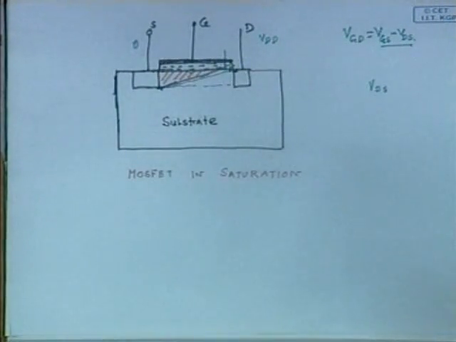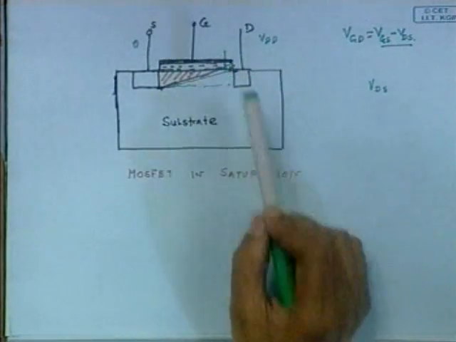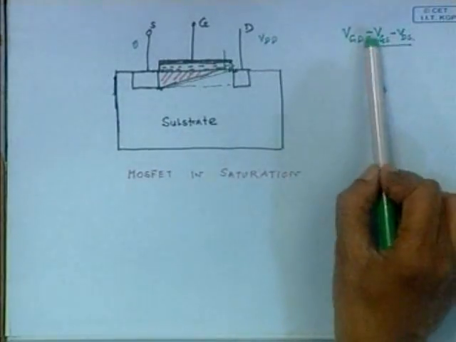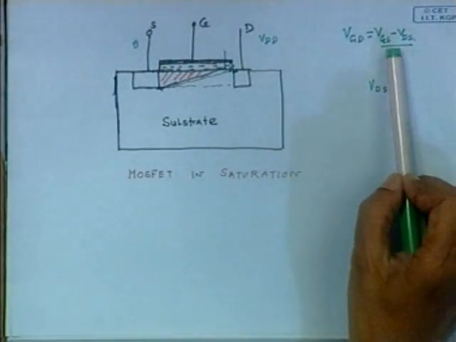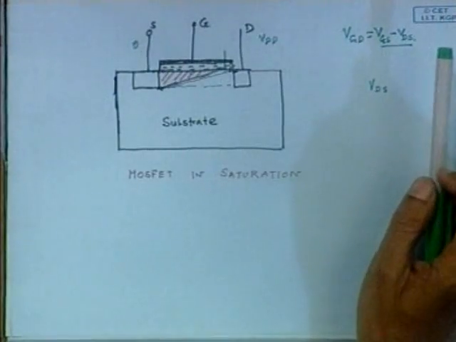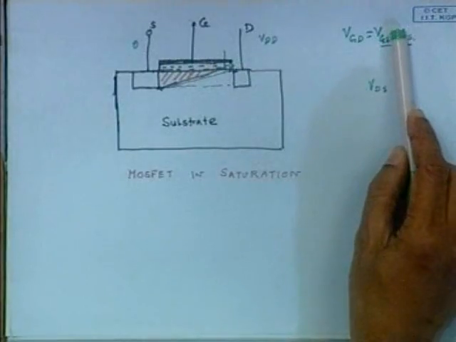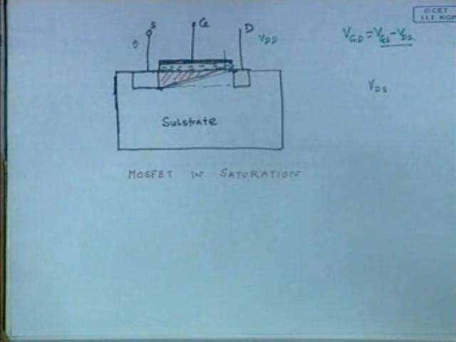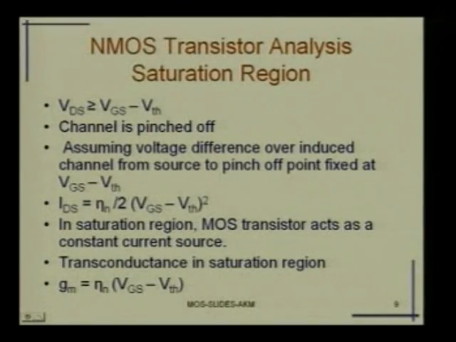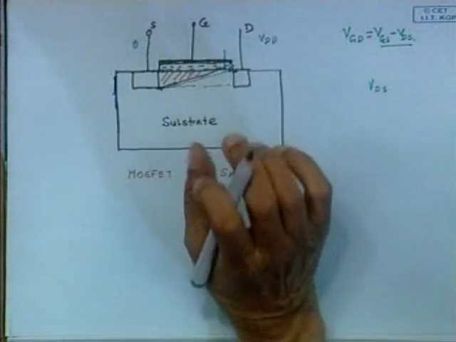As long as this is the one which is actually going to create the channel in this region. Now, as long as VDS is less than VGS minus VTH, I have no problem, because there is enough potential to create the inversion. But as I go on increasing the VDS, now in this region there is not enough potential to create the inversion layer.